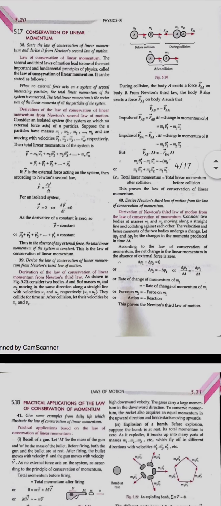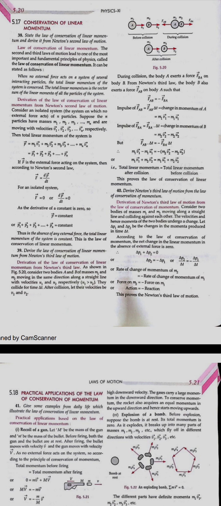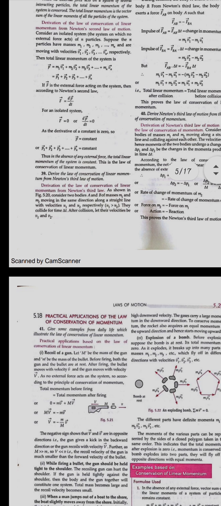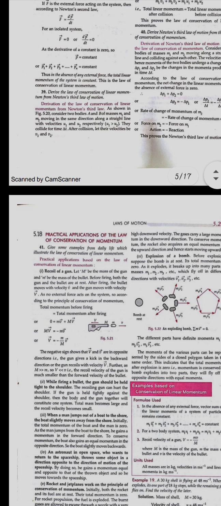Next, we read what the conservation of linear momentum is, that is, momentum before collision is equal to the momentum after collision. So momentum is conserved, that is, total momentum before collision is equal to total momentum after collision. So this is what conservation of momentum is. Similarly, we have seen the applications also, that is rocket propulsion, and the second one was the recoil velocity of the gun, right?